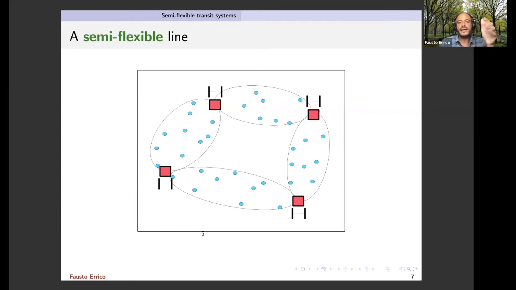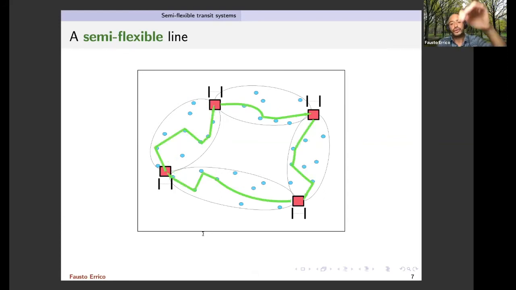So in case, for example, there's no request, the vehicle would just move among the compulsory stops as if it was a traditional transit system. In case on-demand requests are activated, the vehicle would deviate from the shortest path between compulsory stops to pick up other customers.